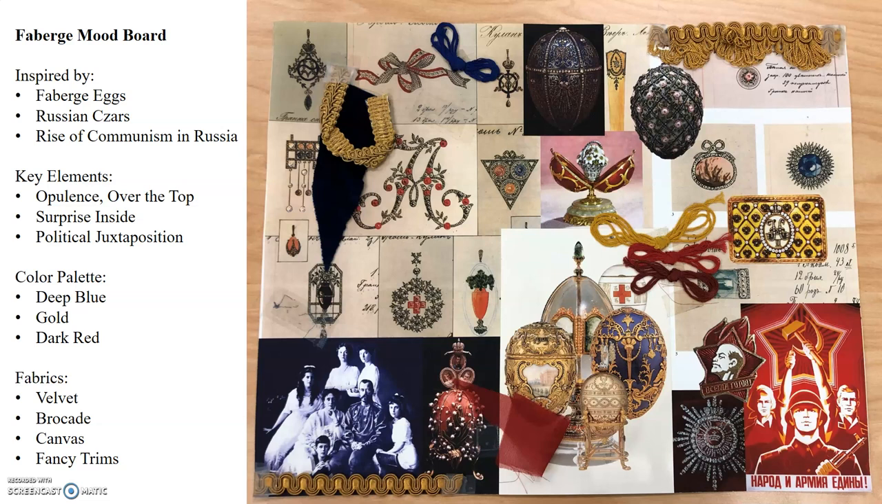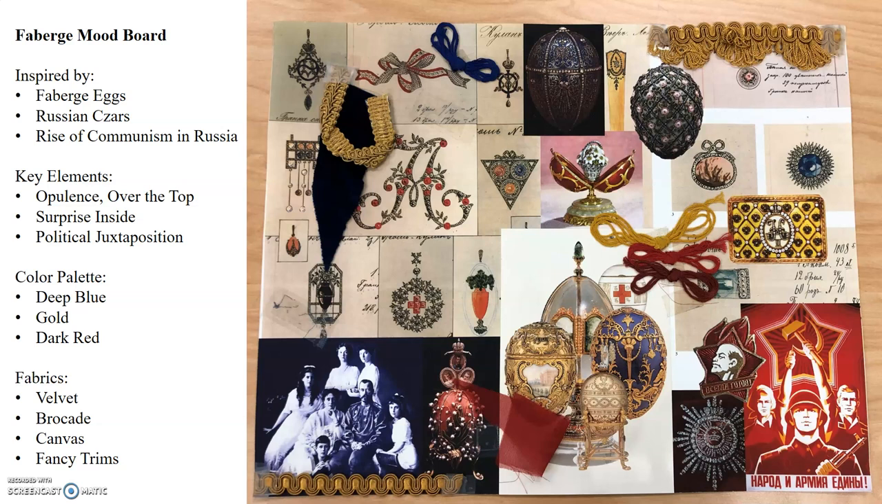I can easily come up with a color palette from this. I've got these deep blues and reds and golds, really opulent stuff. And then fabrics also should just jump out, like velvet and brocade and fancy trims, these really opulent things. And then canvas, sort of representing that utilitarian working class side.